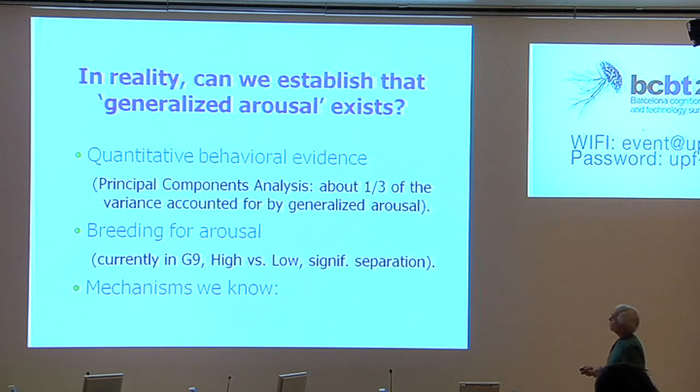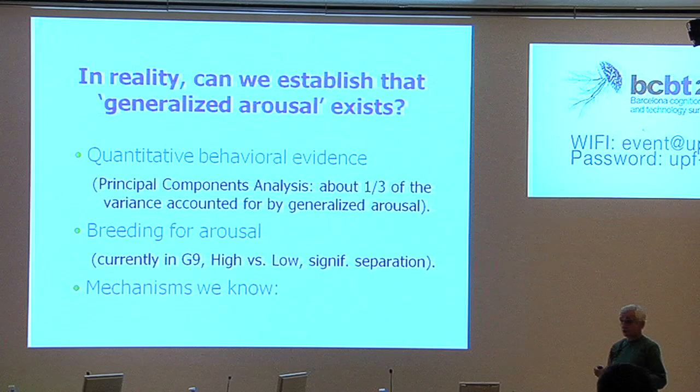Now, at this point, we've got a concept, an operational definition, and an assay. And the question is, can we really prove that generalized arousal exists, other than our preconception that it must exist? There are three ways of doing it. First would be the quantitative behavioral evidence. Over a period of years, we collected a lot of data in assays that have to do with generalized arousal. And using a calculation called principal components analysis, we measured that about 1/3 of the variance is accounted for by generalized arousal.